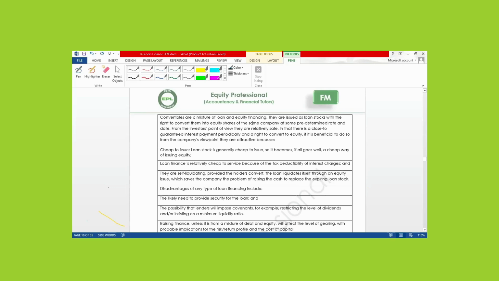Convertibles are a mixture of loan and equity financing. They are issued as loan stock with the right to convert them to equity. Now look at this from here. From the investor's viewpoint, they are relatively safe in that there's close to guarantee interest payment periodically and a right to convert to equity if it is beneficial to do so. You are only going to convert to equity if your conversion value is higher than your redemption as a debt.